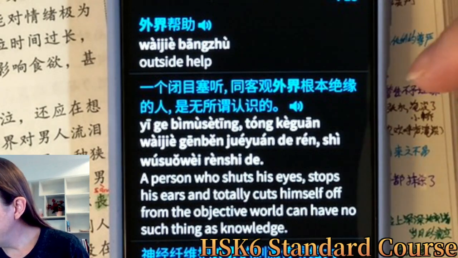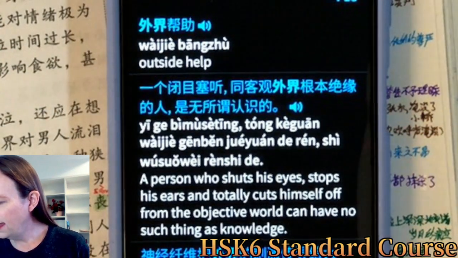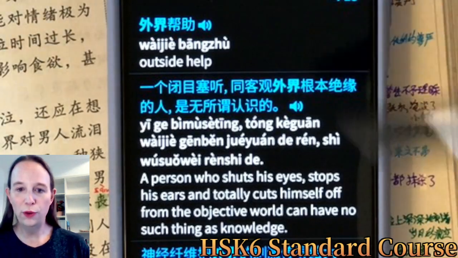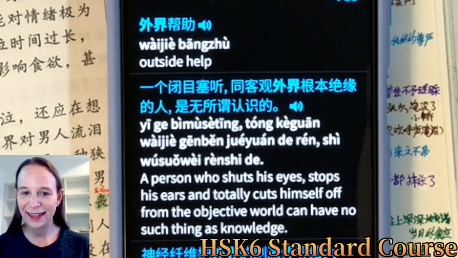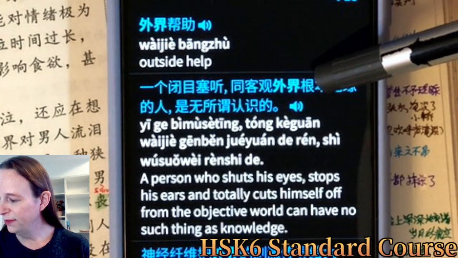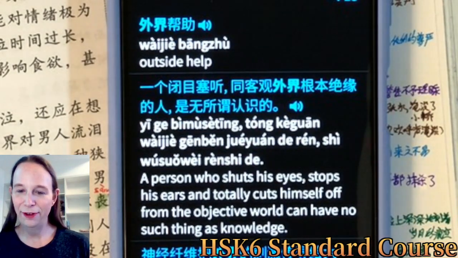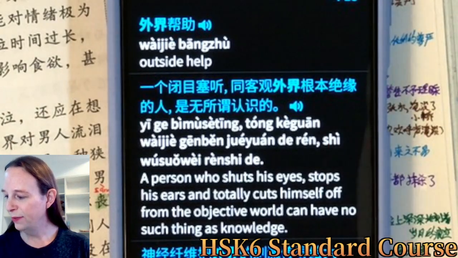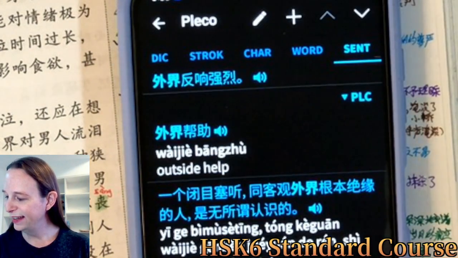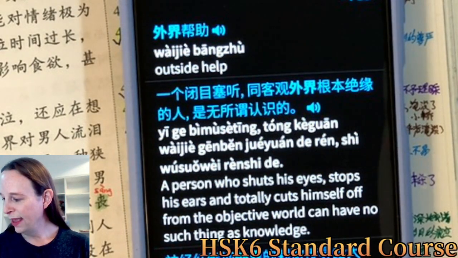同客观外界根本绝缘的人，是无所谓认识的. So this 同 means 跟, right, or 和, it's used in conjunction with this. So with fundamentally 绝 can mean refuse, right? 缘, I don't understand why 缘 is in there, but okay. 绝缘, cut ties, insulated. So this is someone with no contact with the outside world.